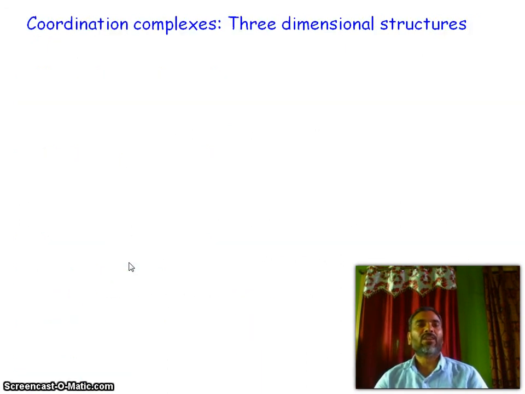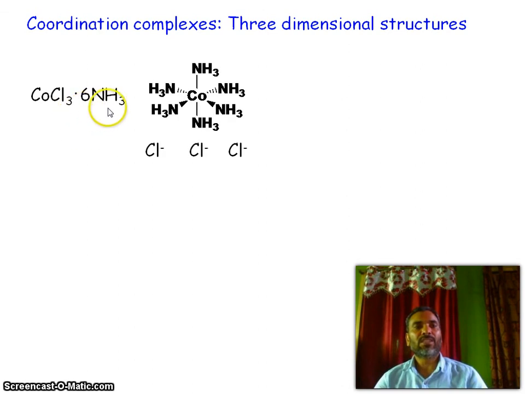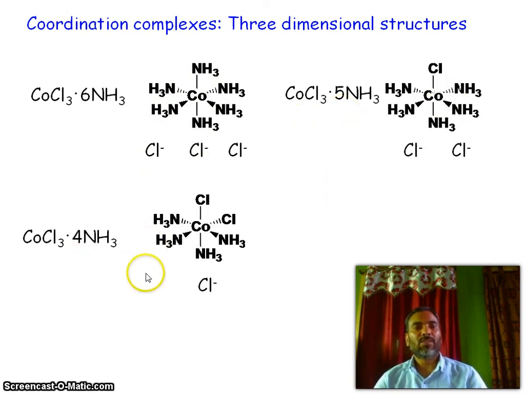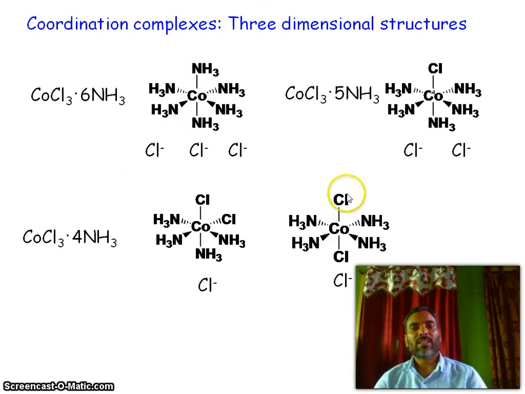Okay. Coordination complex three-dimensional structure. You see CoCl3·6NH3: NH3, NH3, NH3, NH3, NH3, NH3. This one is the ligand and this is for balance. So for 5NH3, the situation is like that. With 4NH3, you see 2 chlorines are bonded. Here 1 chlorine is bonded: 2 free, 2 bonded, 1 free. Here none bonded, 3 free. Here 1 bonded, 2 bonded, 1 free.